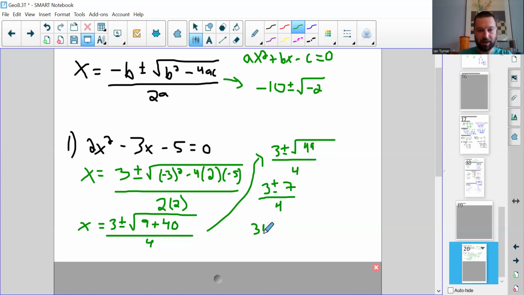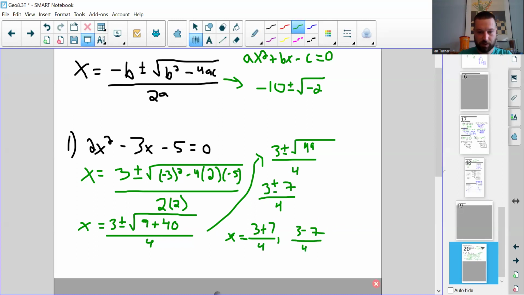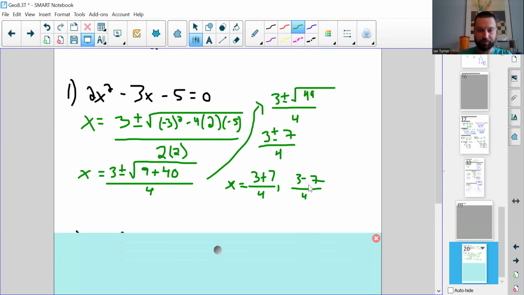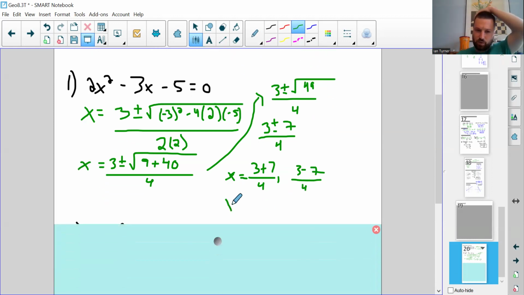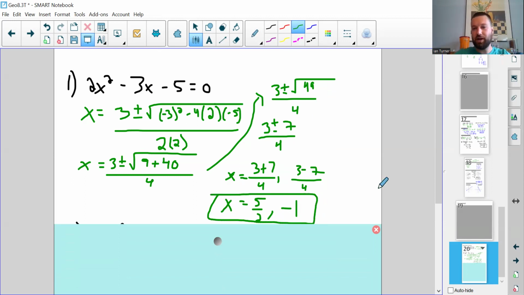So we're going to get 3 plus 7 over 4. Bring our x back in here. We're going to get 3 minus 7 over 4. So we get 10 over 4, which, if we simplify that, is 5 halves. And then this one, we're going to get -4 over 4, which is -1. We started off with a nice, easy one, but there you go. Low quadratic formula. Nothing crazy.